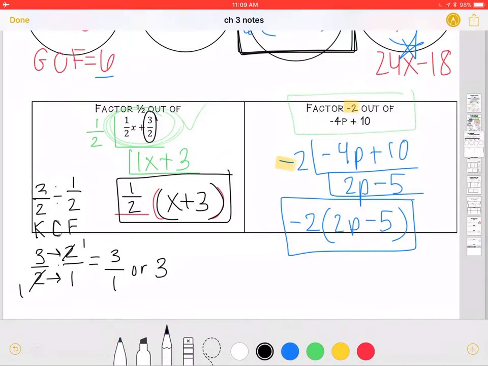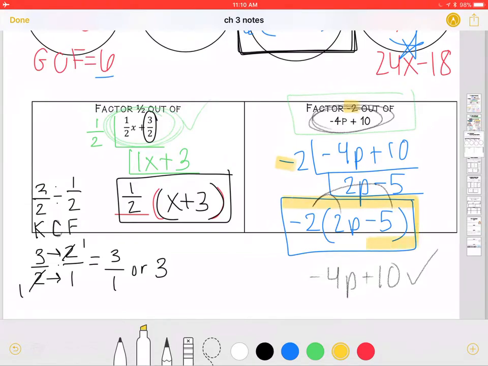Again, maybe check yourself. So distribute -2. What's -2 times +2? That's -4p. What is -2 times a -5? That's a +10. Did I get my original expression? So I know that I'm good to go. However, remember, this is your final answer.